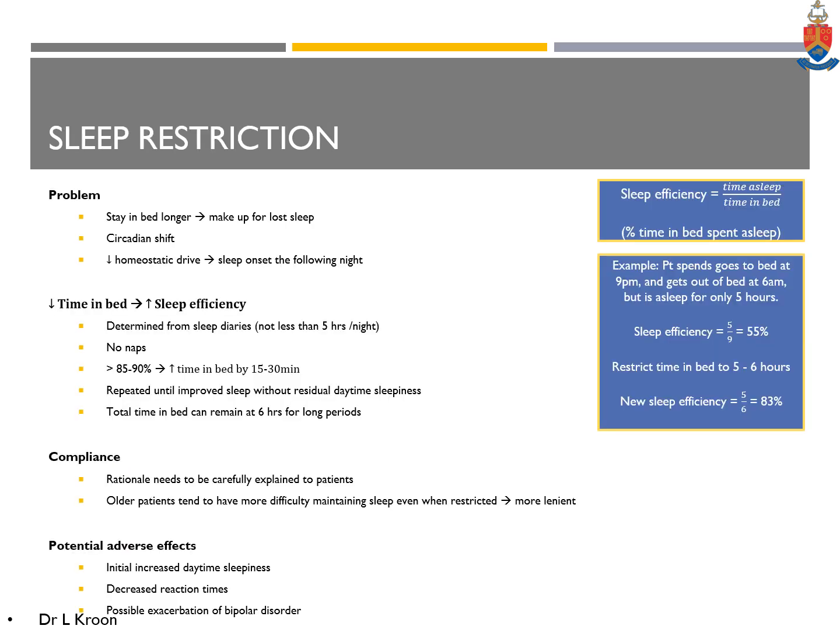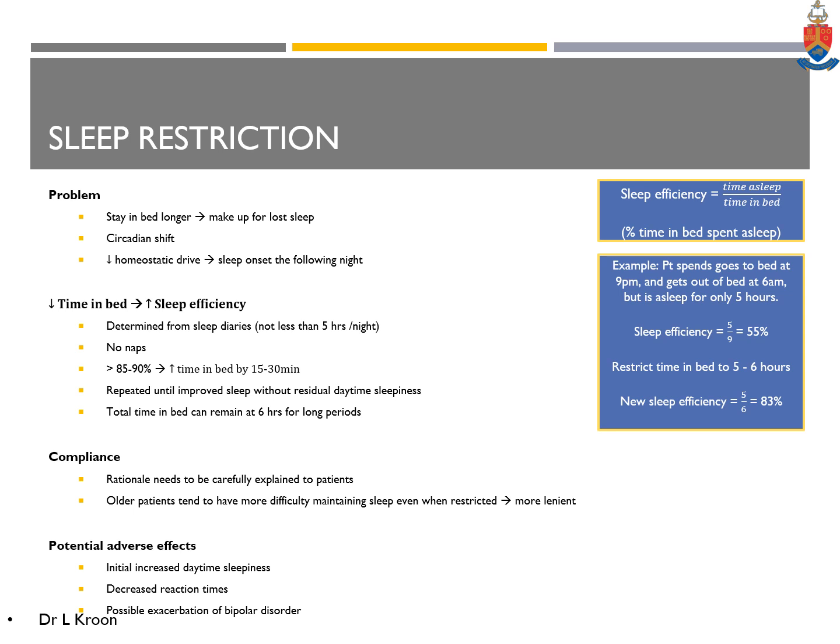So just a quick word on sleep restriction. If a person jumps into bed at a certain time, so let's say that a patient gets into bed at 9 p.m. and gets out of bed at 6 a.m. but only sleeps for about 5 hours during this time in bed, you can work out the sleep efficiency. So 5 divided by 9 gives you about 55%. In other words, they've only slept for about 55% of the time that they were in bed.